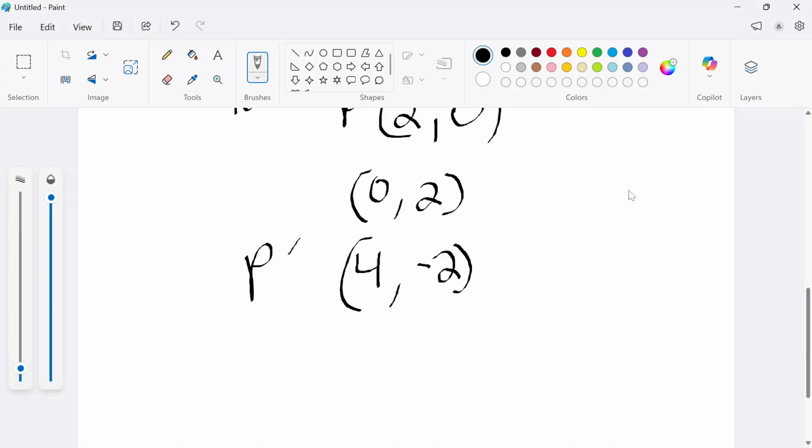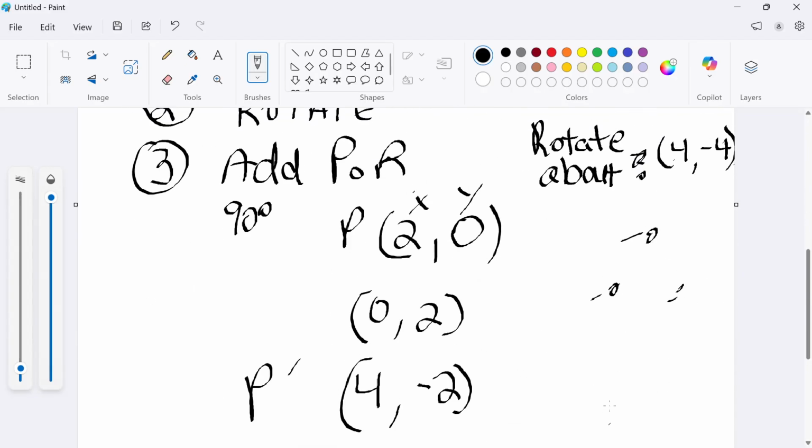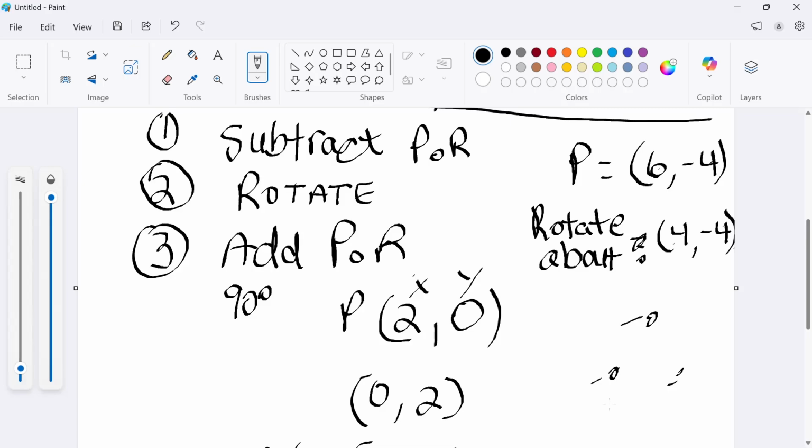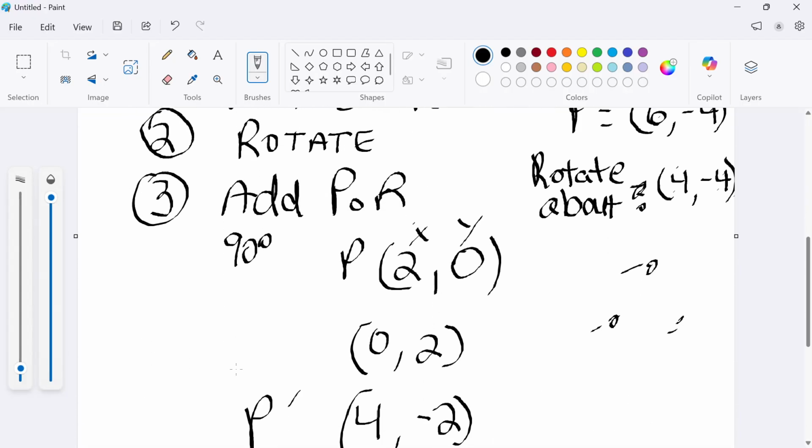So again, if it's a multi-sided figure with multiple vertices, you have to do this for every vertex. If it's a triangle, 3 times; if it's 100 vertices, you have to do it 100 times. Step 1, subtract the point of rotation: subtract the x value from the x value, and the y value from the y value. Then do the rotation. If it's 90 degrees, (x, y) becomes (negative y, x). If it's 180, (x, y) becomes (negative x, negative y). If it's 270, (x, y) becomes (y, negative x). And then add the point of rotation back.